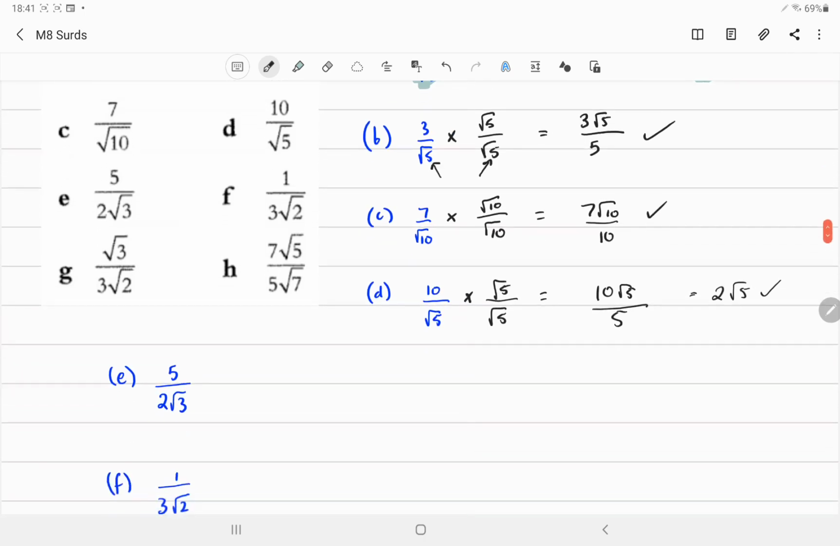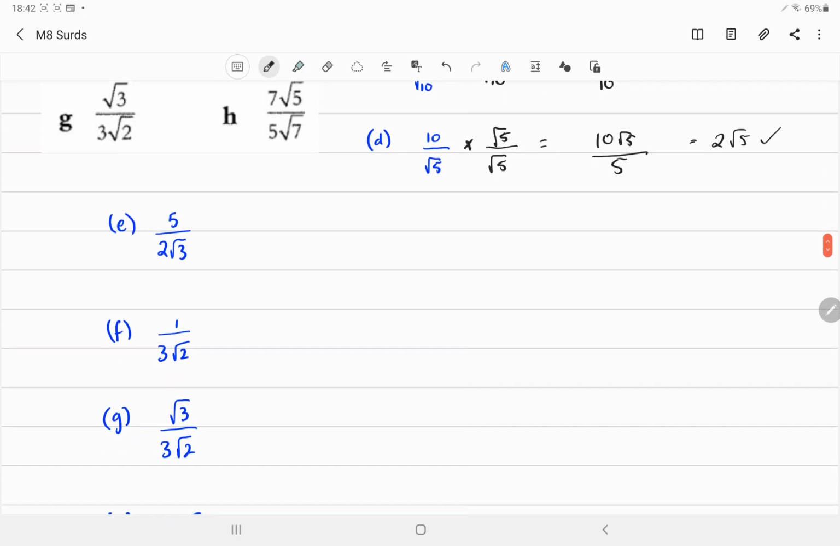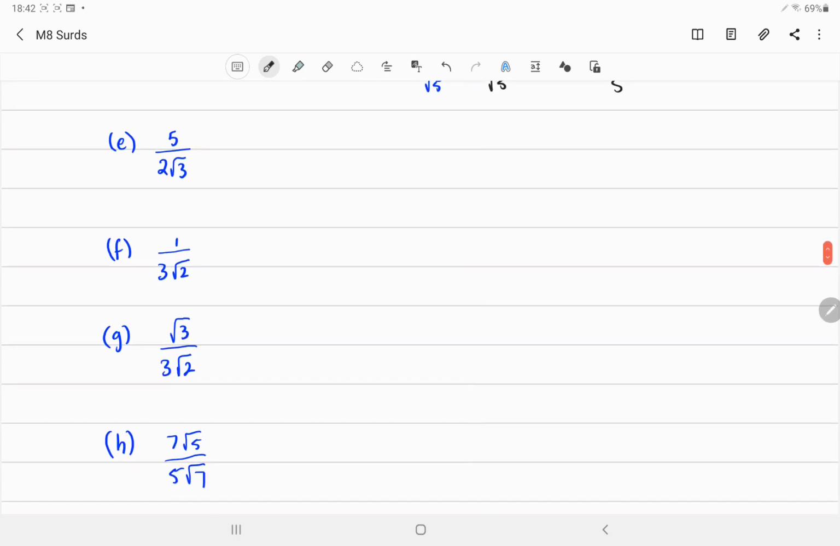So let's do the next 4. Next 4 are slightly different because we have these numbers 2, 3, 3 and 5. So let's just focus on question E. We're going to do the same idea, multiply top and bottom by the same term. Now, if you wanted to, you could multiply by 2 root 3, but there's no need. Just take the surd that's there, the root 3, multiply top and bottom by root 3. So on the top you'll have 5 root 3.